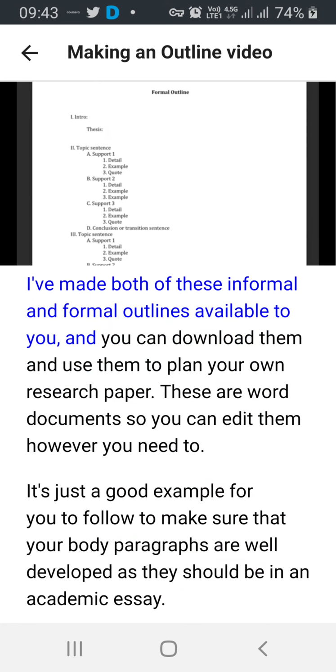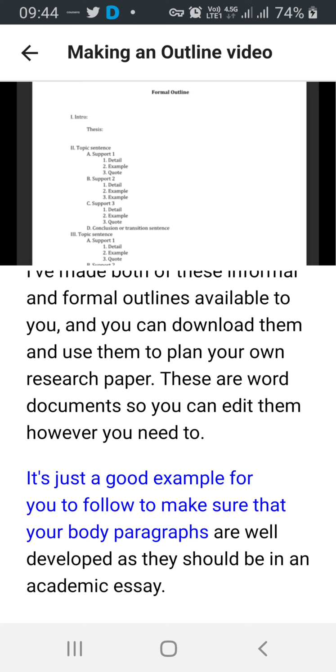I've made both of these informal and formal outlines available to you, and you can download them and use them to plan your own research paper. These are Word documents, so you can edit them however you need to. It's just a good example for you to follow to make sure that your body paragraphs are well developed as they should be in an academic essay.